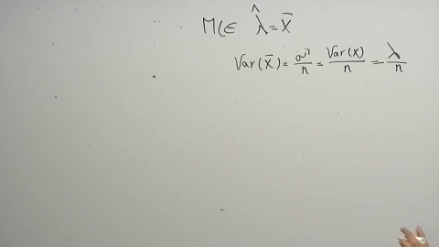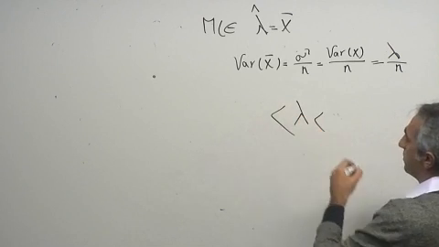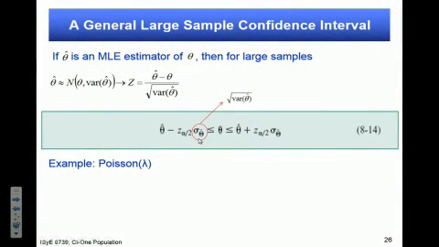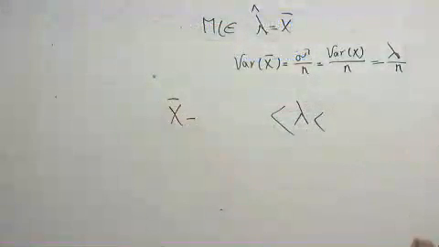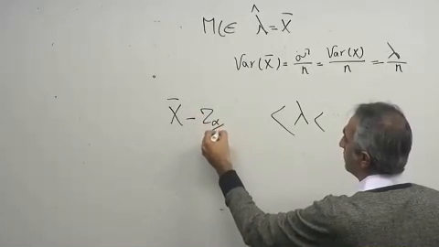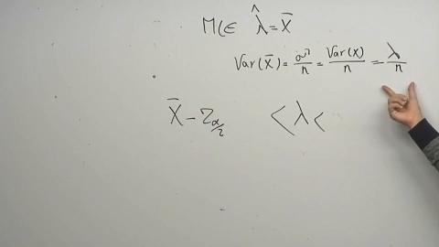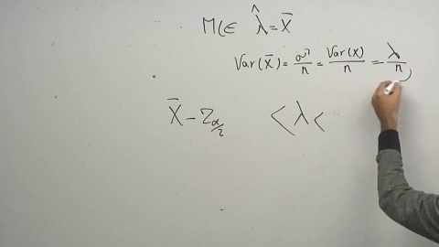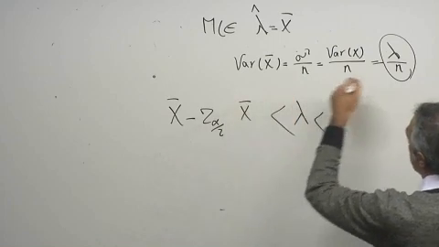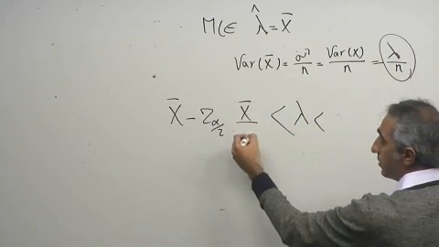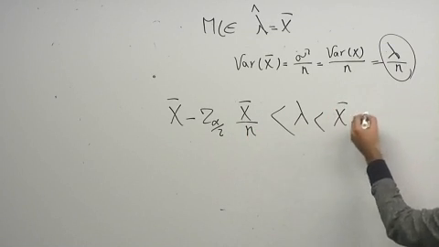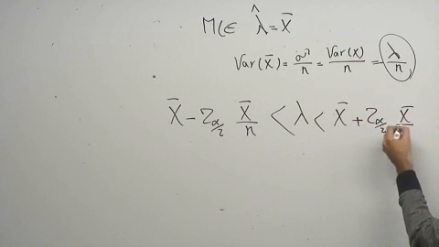So I can say my confidence interval is point estimator plus or minus z alpha times standard error. So point estimator x bar, z alpha. The standard error is lambda divided by n. I need to estimate that. So the estimate would be just replacing lambda with x bar. And x bar plus or minus z alpha over 2 times x bar divided by n.